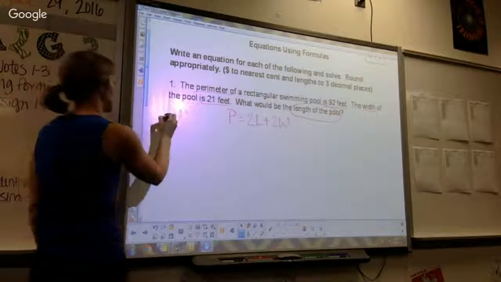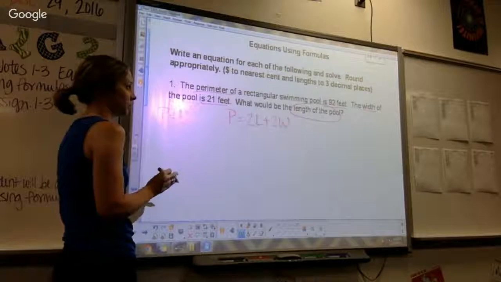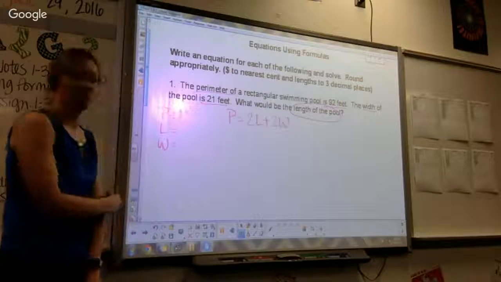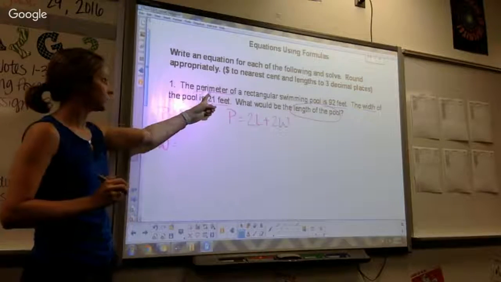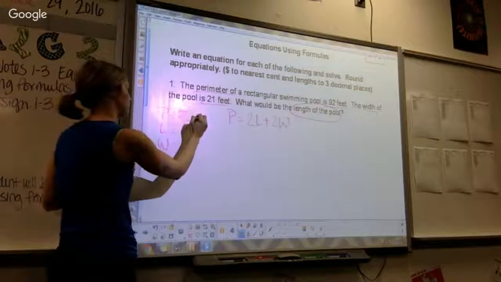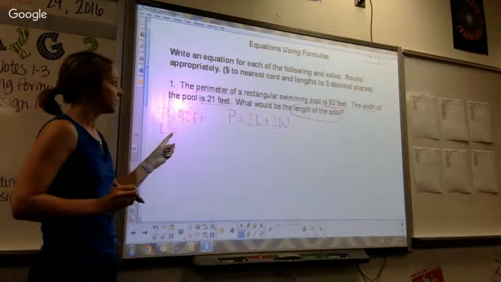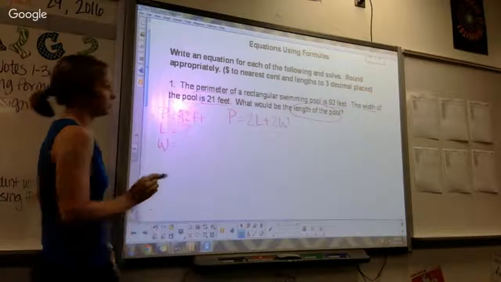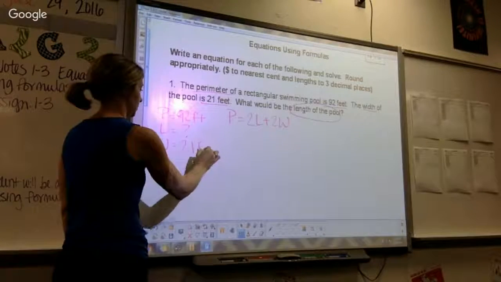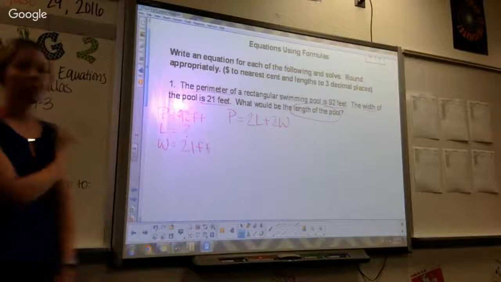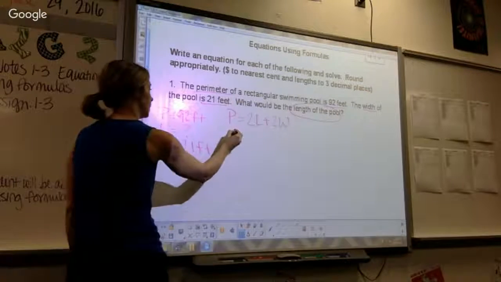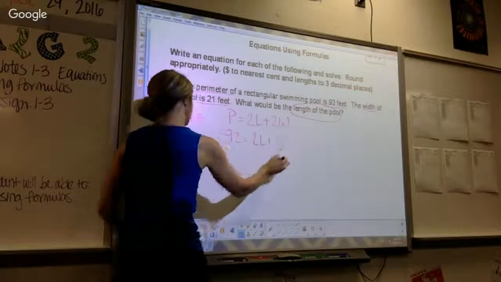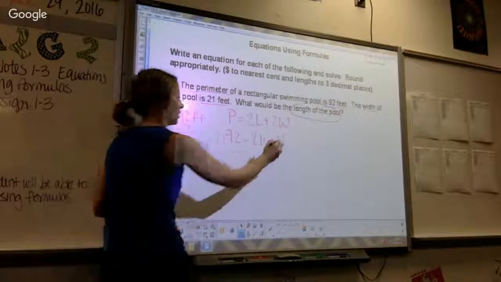Okay, so on the side, I want you to write down all of your variables that's on your formula. So P, L, and W, and then fill in what you know. So P, notice the perimeter is 92 feet. L, which is your length, is what's circled, so that's what we're trying to find. And then W is your width, which is 21 feet. Okay, so we're going to plug in to our formula. So 92 equals 2L plus 2 times your width, which is 21.